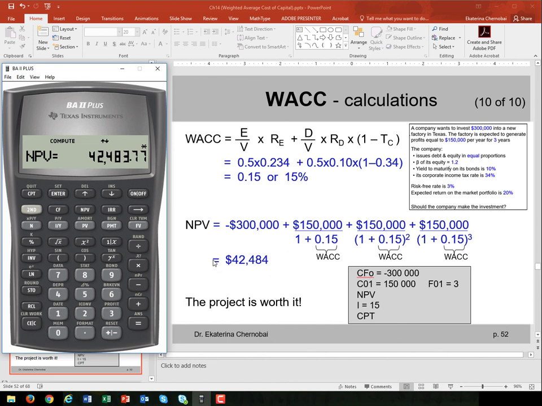And now let's interpret this result. Because the net present value is above $0, the project is worth it.